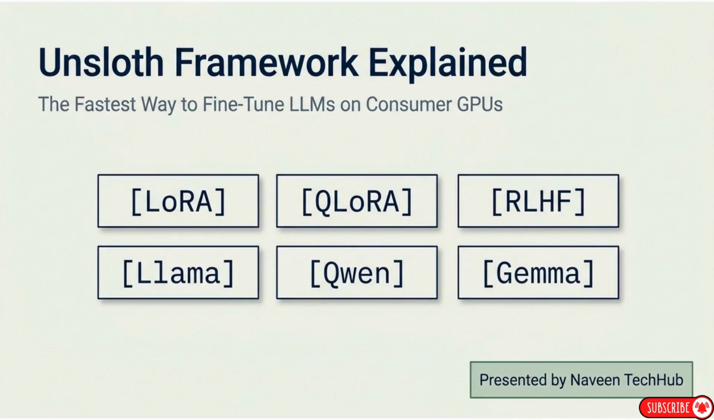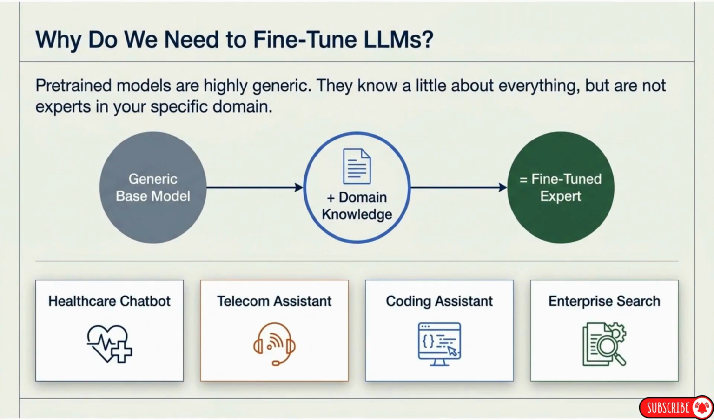In this video, we are going to understand the Unsloth framework and how it helps us fine-tune large language models faster on consumer GPUs. We will also see how Unsloth works with popular models like Llama, Qwen, Gemma, and other open-source LLMs. Pre-developed LLMs are very powerful, but they are generic. They know a little bit about many topics, but they may not be experts in our specific business domain. Fine-tuning helps us add domain-specific knowledge, like healthcare, telecom, coding assistance, or enterprise search, so the model can respond more accurately for real-world use cases.